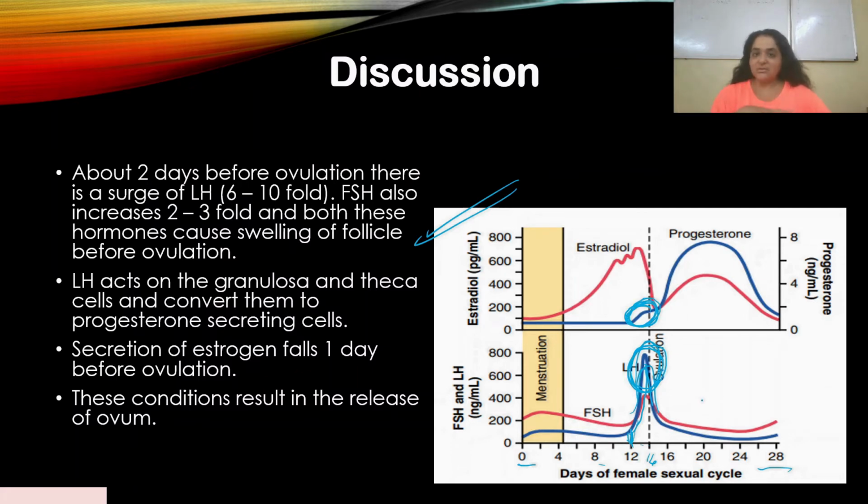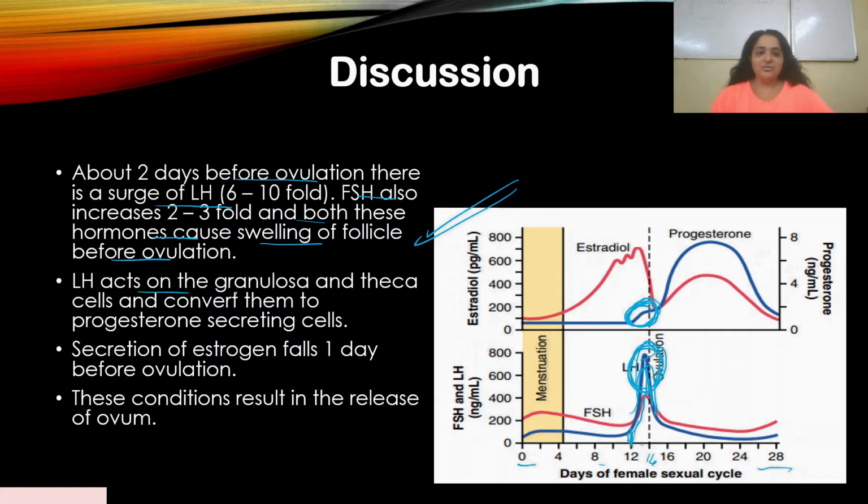LH surge is important because it allows many things to happen, which eventually allows ovulation to happen, and I'll discuss that. So about 2 days before ovulation, there is a surge of LH, which is 6 to 10 fold. So it's a very big spike. FSH also increases, but 2 to 3 fold. You can see that it is not so much as LH. Both these hormones cause swelling of the follicle before ovulation. The ovarian follicle needs to swell to allow the oocyte to come out of it.